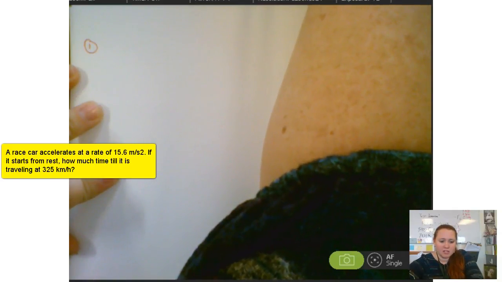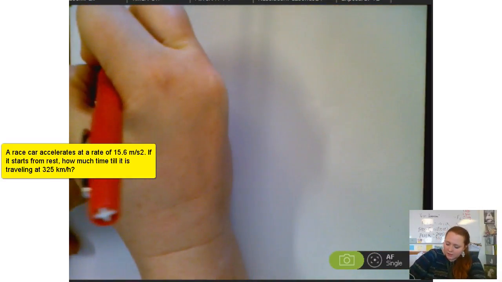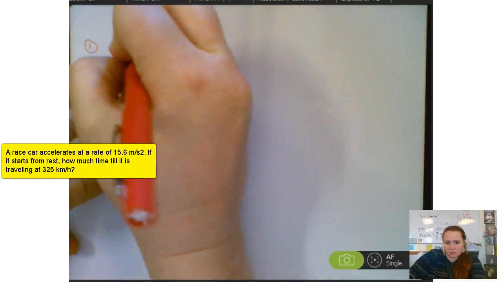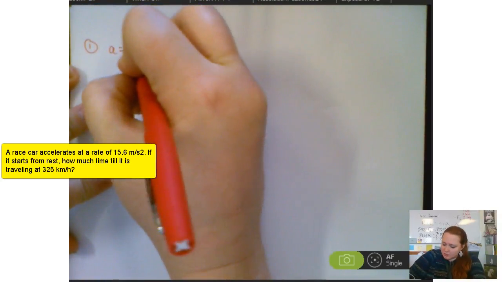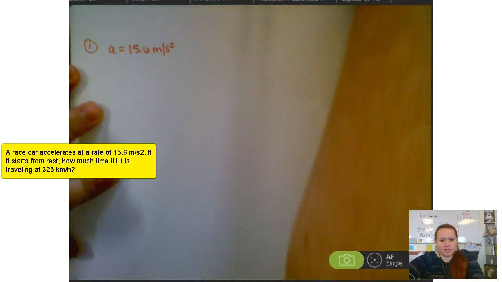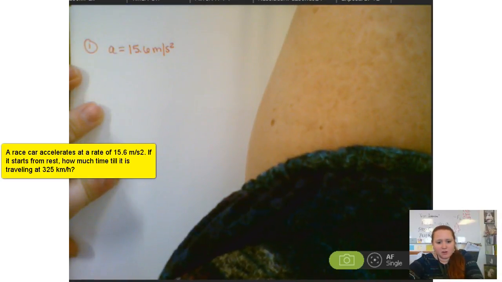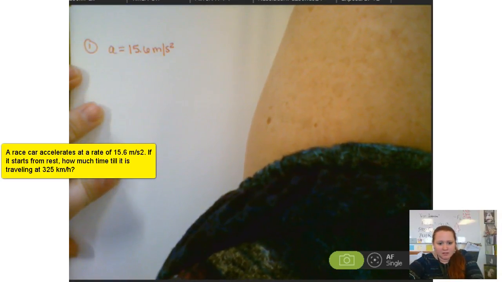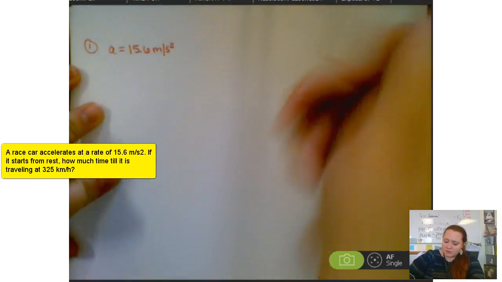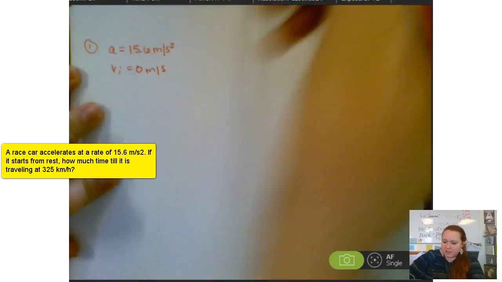Here, number 1 says a race car accelerates at a rate of 15.6 meters per second squared. That is my acceleration. So I'm going to write A equals 15.6 meters per second squared, or meters per second per second. That's how I look at it. If it starts from rest, that tells me that my initial velocity is 0. So VI equals 0 meters per second.